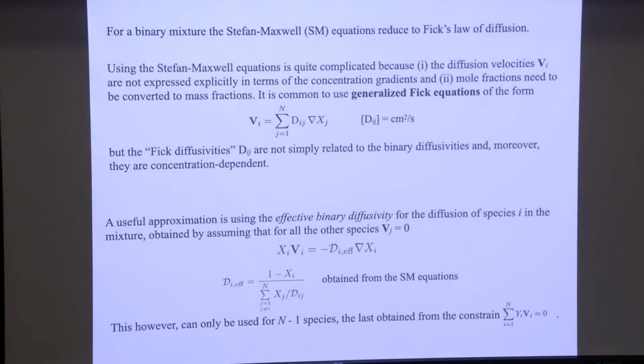Another useful approximation that's often used is what's called an effective binary diffusivity. So what you do is, for the diffusion of species i in the mixture, you write an expression similar to Fick's law, but in terms of concentration, as X_i V_i with the effective value. And the effective value is obtained by assuming that the diffusion velocity of all the other species is 0. So if you substitute that idea into the Stefan-Maxwell relation, you obtain what the effective diffusivity is. So you can compute it this way and use a simple law, basically.